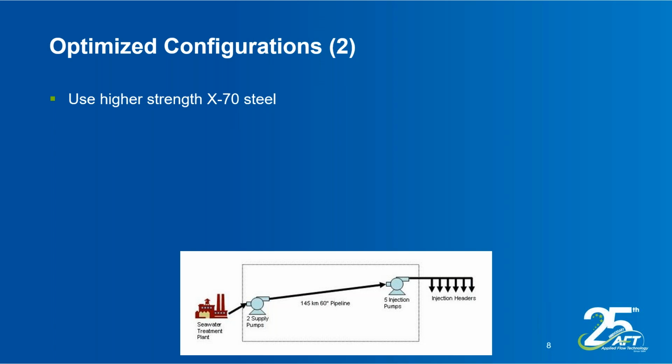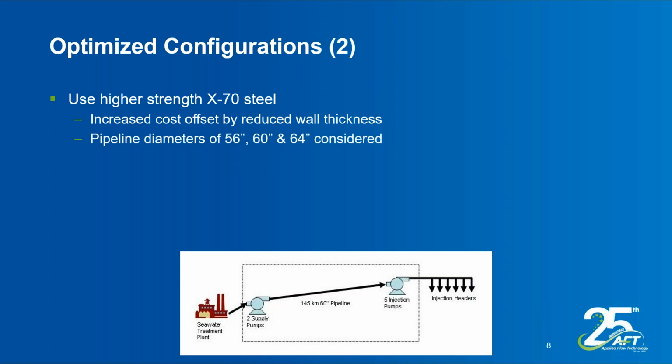And so even though a stronger grade of steel would cost more, less piping material would be needed for a smaller wall thickness, also for a smaller diameter pipe. So the increased cost of the strength was heavily offset by the reduced wall thickness that was needed. In addition to considering the higher strength steel, they also considered different pipeline diameters of either 56 inches in diameter, 60 inches, or 64 inches.